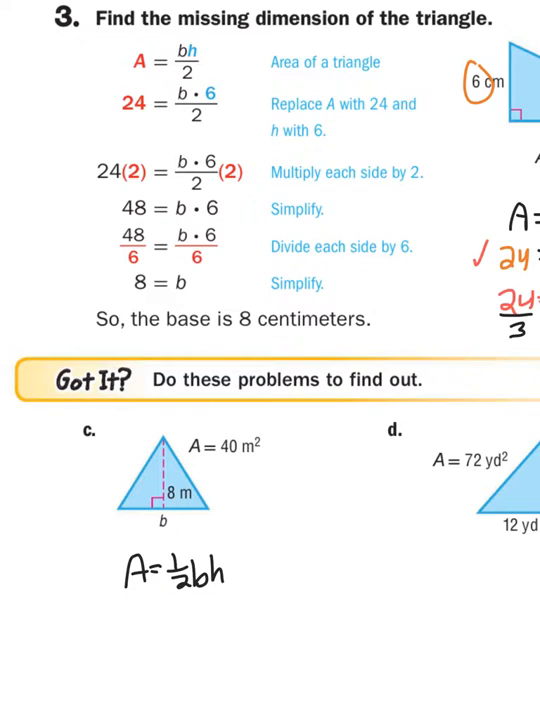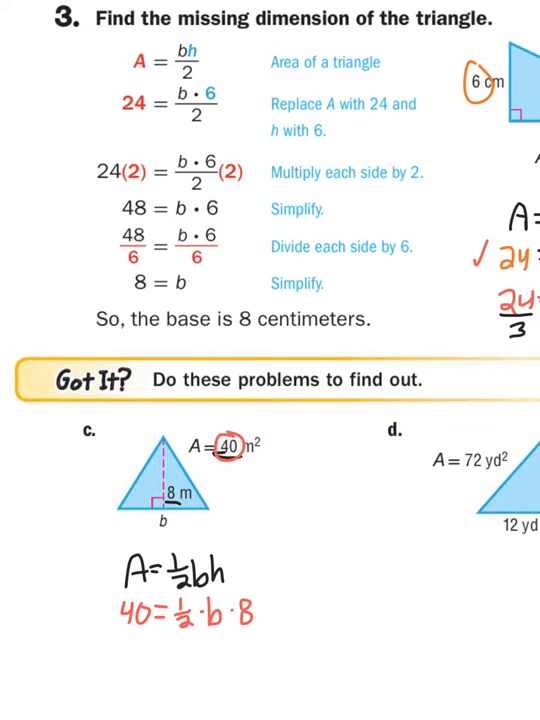Now, here's what I want you to do next. I want you to substitute. If you want to wait for the video, that's fine. If you want to pause it, substitute the 40 and the 8 in the formula. Okay, go ahead. You can pause if you want. Okay, let's see what you did. The area is 40, so the 40 goes in for the A. Equals half times the base I don't know times the height I do know is 8. So if you substituted correctly, so far so good.